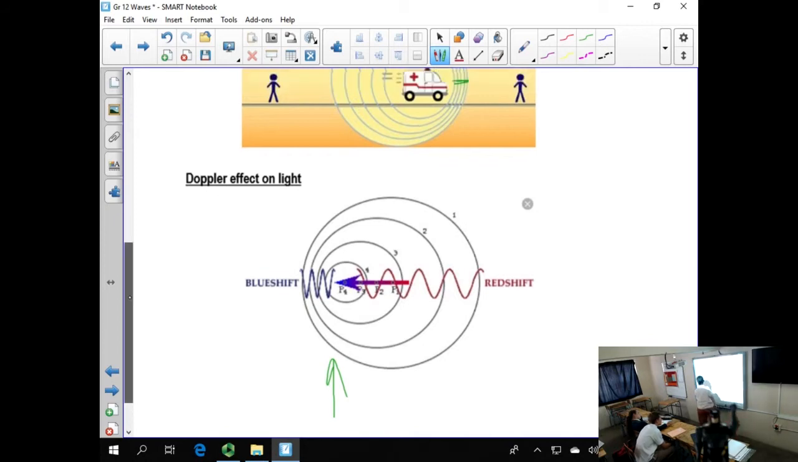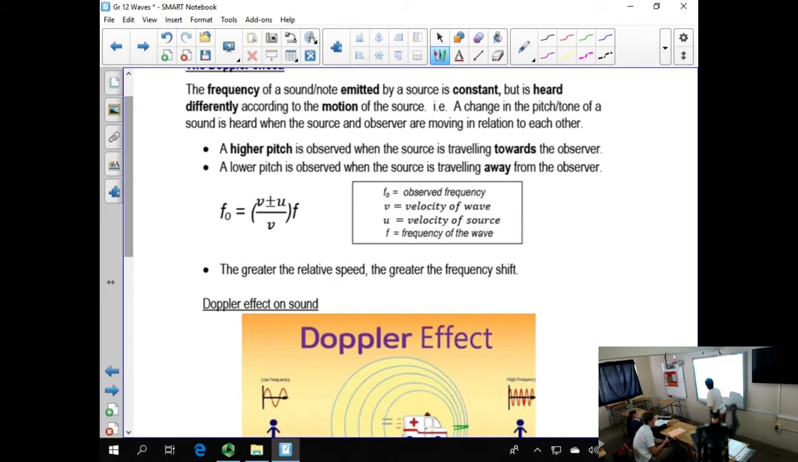People, there's a formula. The observed frequency, f_o, is equal to the velocity of the wave, v, plus or minus the velocity of the source, divided by the velocity of the wave. It depends on whether it's coming to you or going away from you. Are you going to see a longer wavelength or a shorter one? If it's going away from you, you will see a longer wavelength. If it's approaching you, you will see a shorter wavelength.